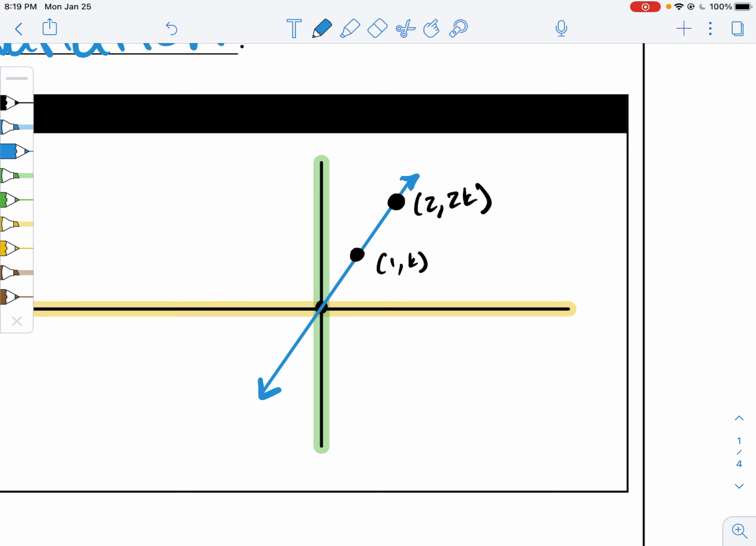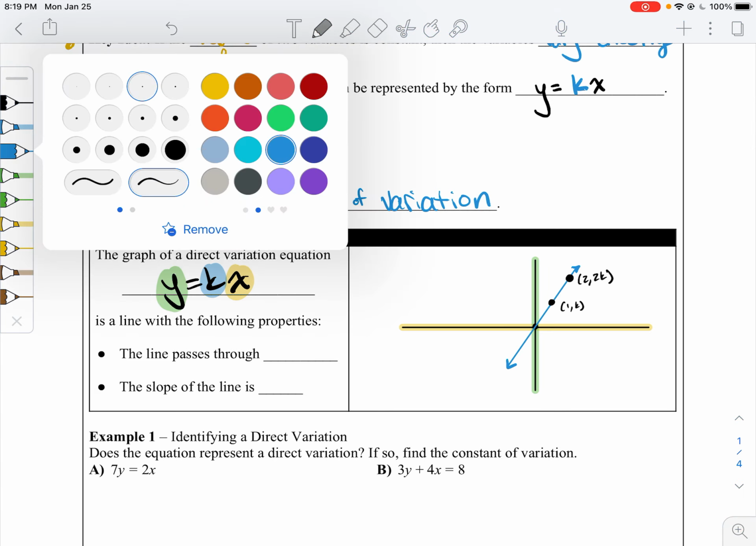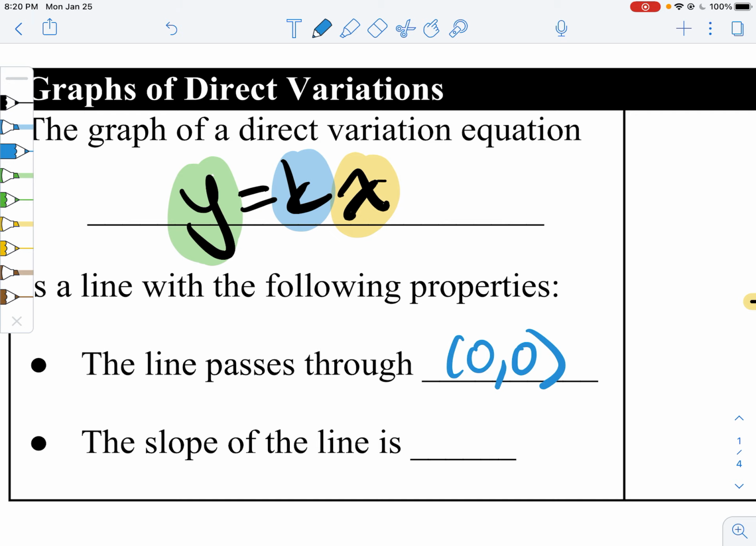What's important to note about the direct variation equation is that the line passes through the origin. It will always pass through 0, 0. That's this point right here, where the axes meet. A direct variation will always go through it. And the slope of the line, its steepness, is always going to be k.